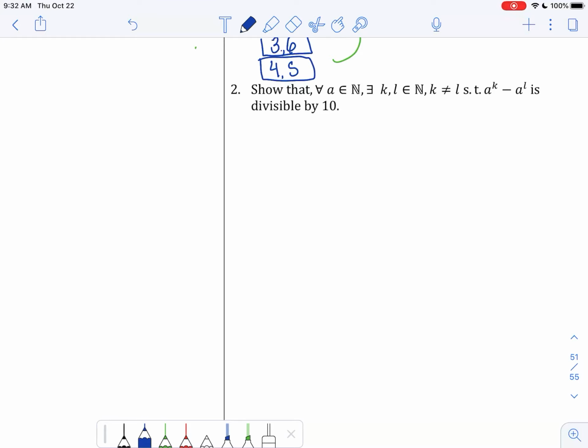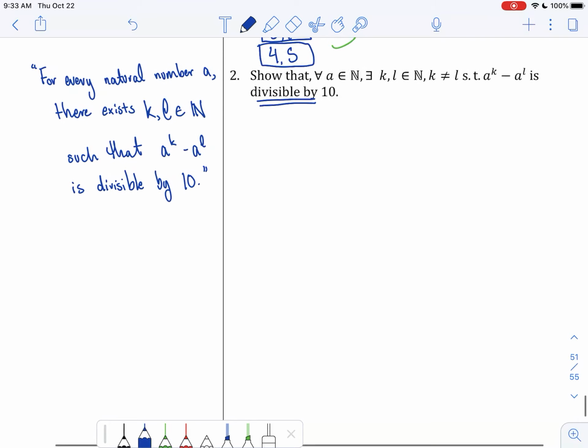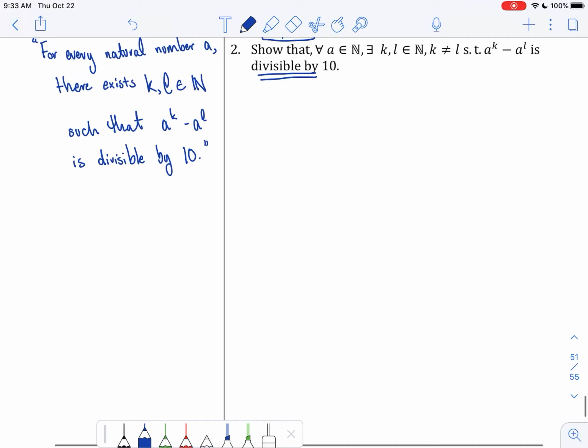So here we're starting to get into some very complicated proofs. One thing that I'm always going to recommend with the symbolic logic is that you start out by writing it in sort of colloquial English. So for every natural number, there exists a k and l in the natural numbers, such that the difference is divisible by 10. So again, we're going to think about groups, and whenever you see a divisibility problem, the best option for the different groups is based on the remainder.